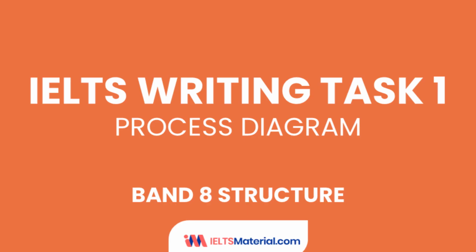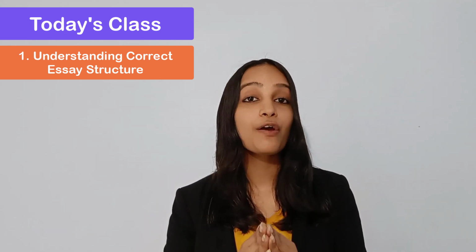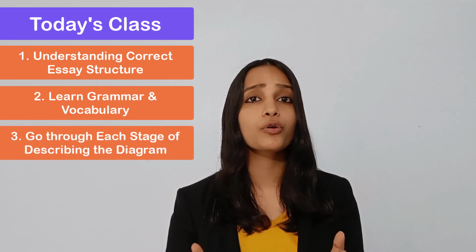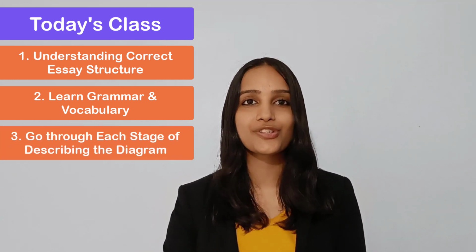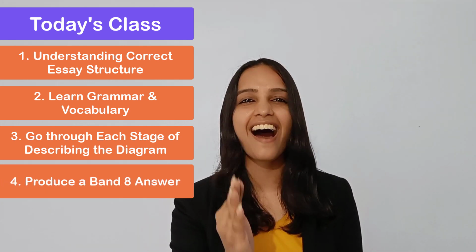Everyone. Do you want to boost your score from band 6 to band 8 in the writing section? In today's lesson, we are going to learn how to write a process diagram essay in IELTS Academic Writing Task 1. We will start by understanding the correct essay structure. Next, we will learn the appropriate grammar and vocabulary. Then, we will go through each stage of describing the process diagram. Finally, we will learn how to produce a band 8 answer. So make sure that you watch till the end of this video to learn the right strategy.